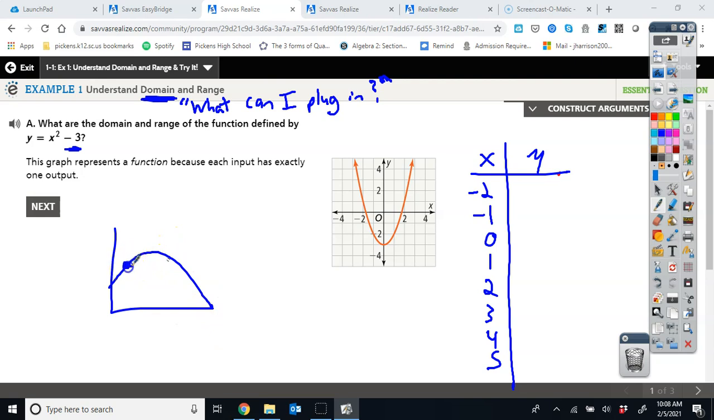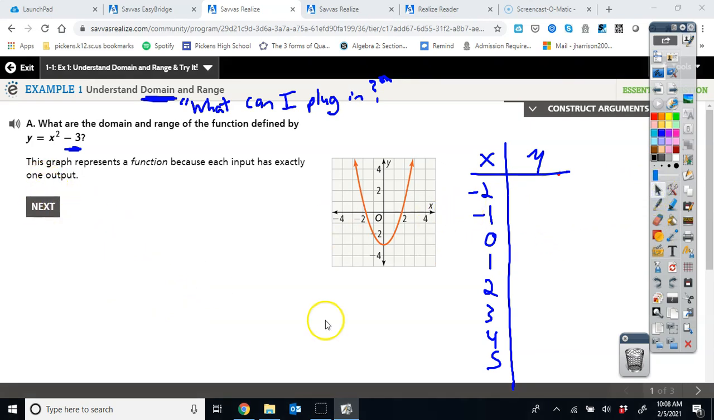Notice that right here and right here, the football would pass through the same height twice because it's got to go up and it's got to come back down. That's okay. That's still a function. The key thing that a function has to have, like we said, is that each input has to have only one output. So let's talk about what the domain and the range is for this function.